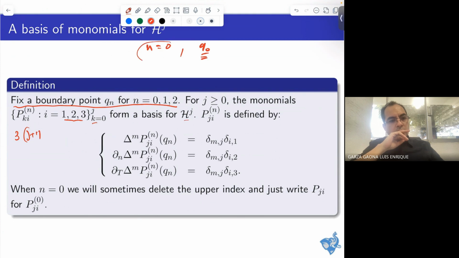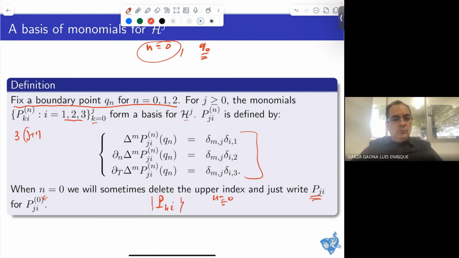Keep in mind that I fixed a boundary point, so it's going to be with respect to a given boundary, and the polynomials are going to satisfy this equation. When n is equal to 0, I'm going to remove a subscript and go forward writing strings of the form p_jk. So starting from the next slide, you're going to see that I'm only going to write this because I'm going to fix the boundary to be n equal to 0.